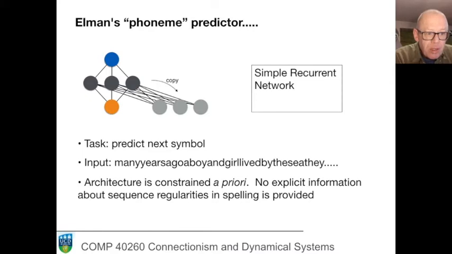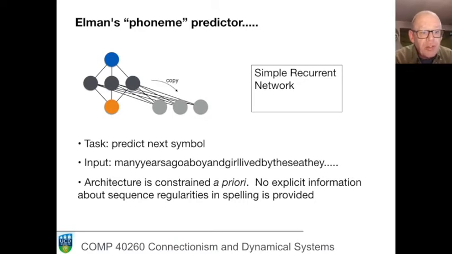So the task that we're going to introduce here was the subject of a very influential paper by Jeff Elman in the 1980s, using a simple recurrent network. And all kinds of claims, as usual, were made, and most of those turn out to be somewhat overblown when they're examined. Basically, there was a set of simple English sentences taken from a simple narrative. One of the sentences would have been, "many years ago, a boy and girl lived by the sea."